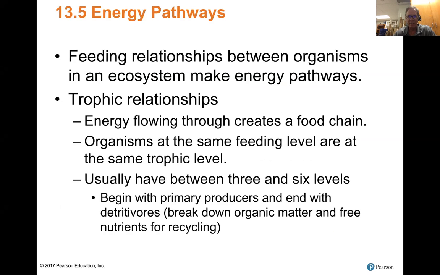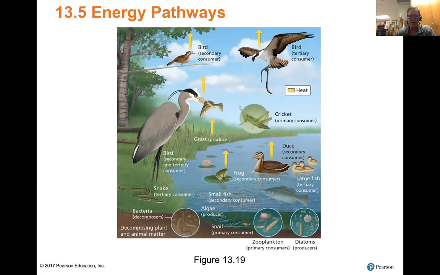creates a food chain. Organisms at the same feeding level have the same trophic level, and there are different trophic levels, usually between 3 and 6 levels. So each ecosystem will generally have 3 to 6 different trophic levels with primary producers. You end with those we call the decomposers, which break down organic material and free the nutrients for recycling.